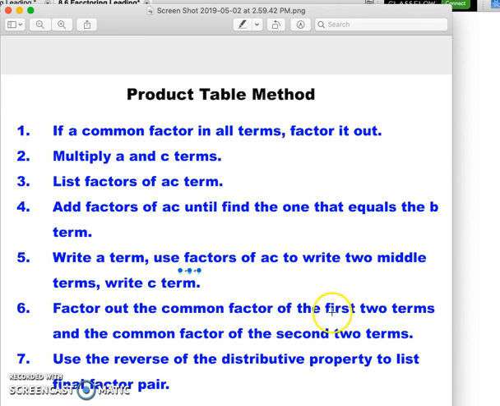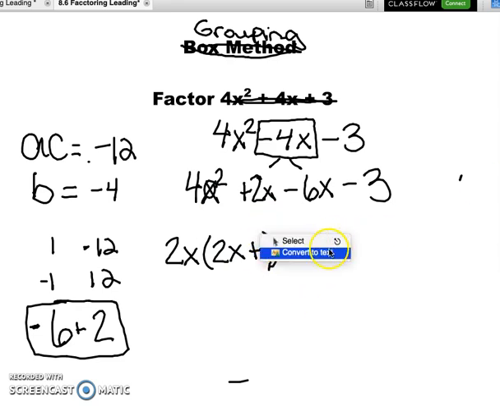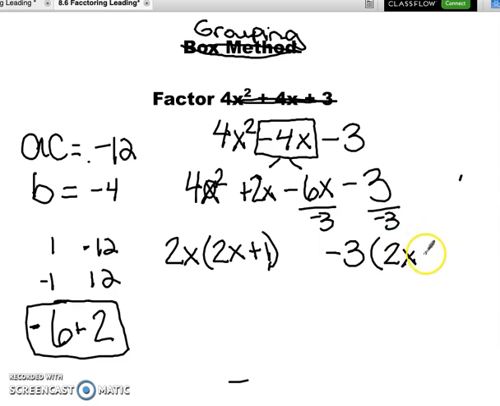Then you're going to factor out the common factors of the first two terms. So 4x squared plus 2x has a 2 and an x in common, and I'm going to factor it out of just these two. Well, 2x is left plus 1. Oh well, that's okay. Now you have the stuff. And then out of these two terms, you're going to group these two, and you can factor out a negative 3. So negative 3, you get 2x left. Divide this by negative 3, you get a plus 1.